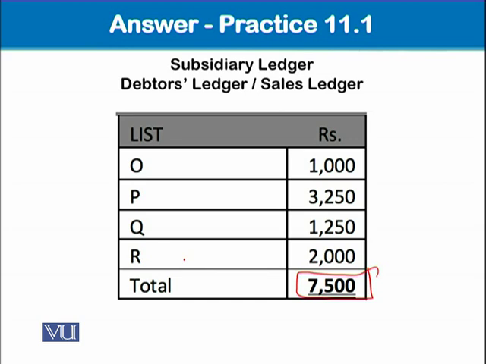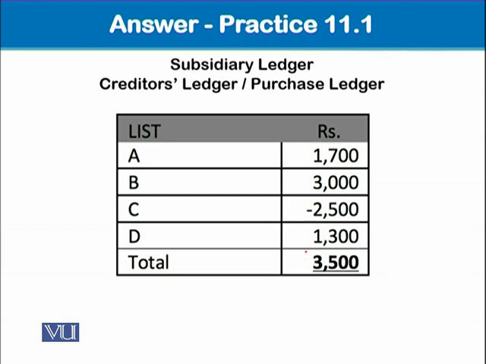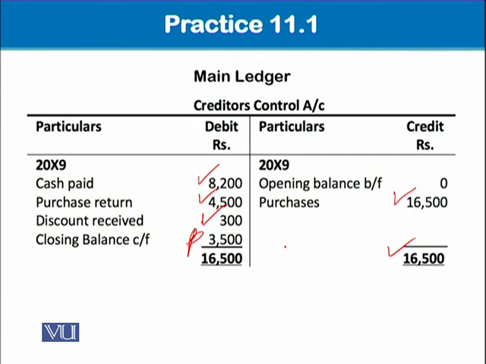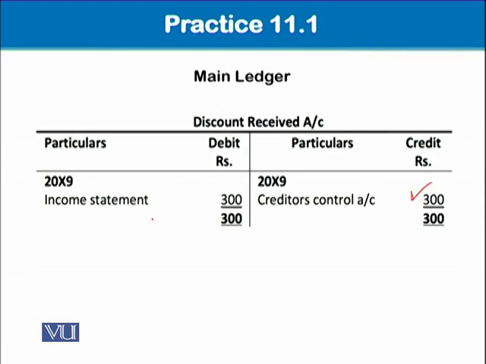So one more thing about creditors. Let's see. Yes, the creditors list provided us a total of 3,500, and just tally it with the creditors control account balance, which is, yes, exactly equal, 3,500. So we see that this accounting system gives us this confidence that our books of accounts were correctly maintained.